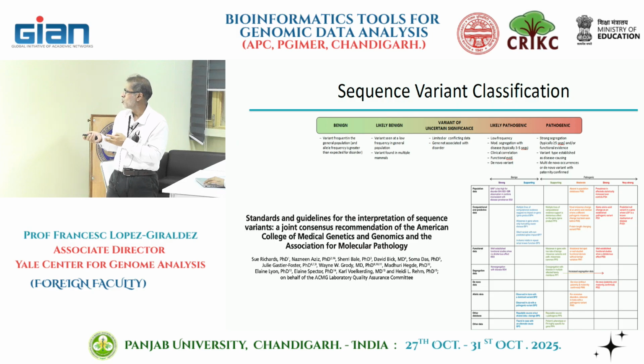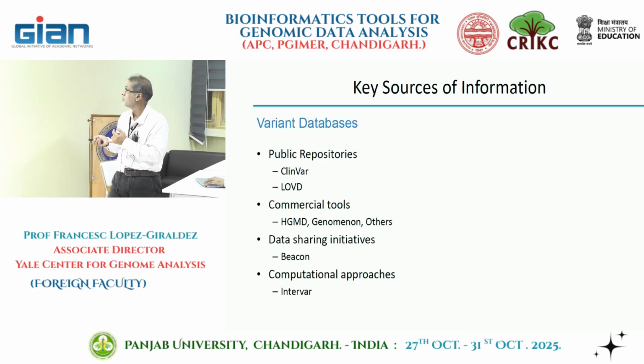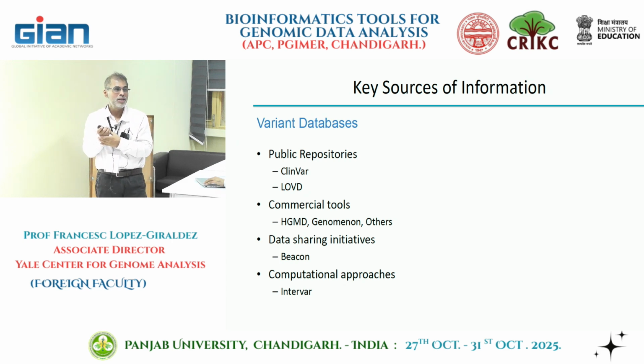Then allelic data is also important, and then there are other databases and other data. But the most important ones actually are the population data, the functional data, the segregation data, and the computational data. So what are the key sources of information? I think ClinVar was already referred to.